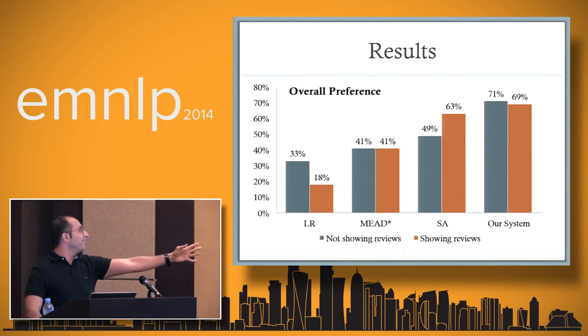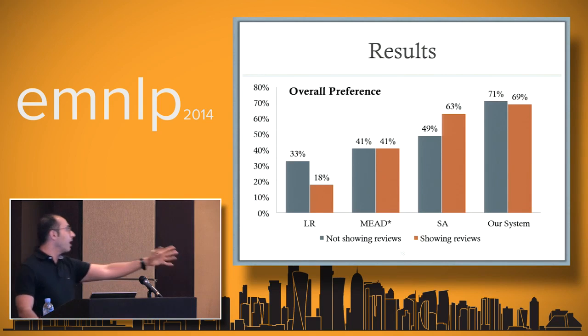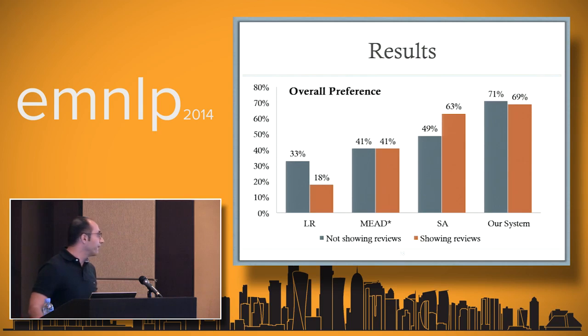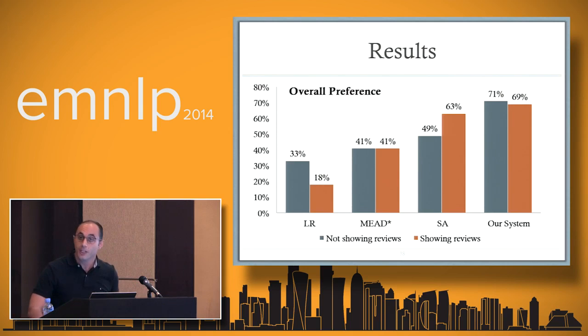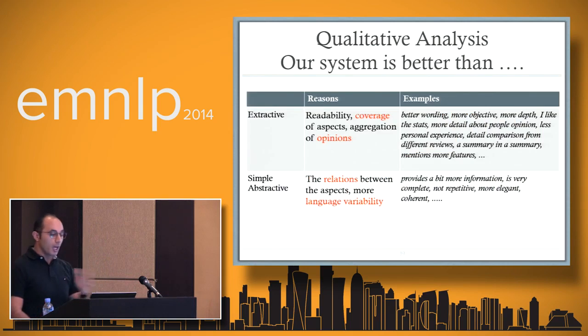We can see our system significantly outperforms other systems in overall preference in both user studies that we have run, with not showing reviews and showing reviews. One of the things that we realized is that when we showed the reviews, although we thought that it might not be effective, still, when we showed the reviews to the raters, the agreement increased. We didn't stop our evaluation here. We have run qualitative analysis.